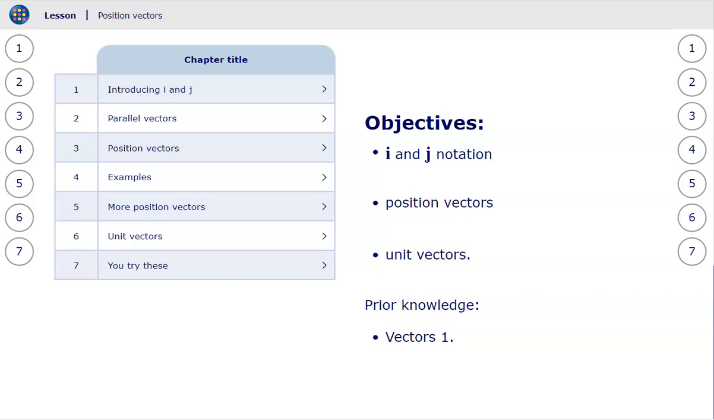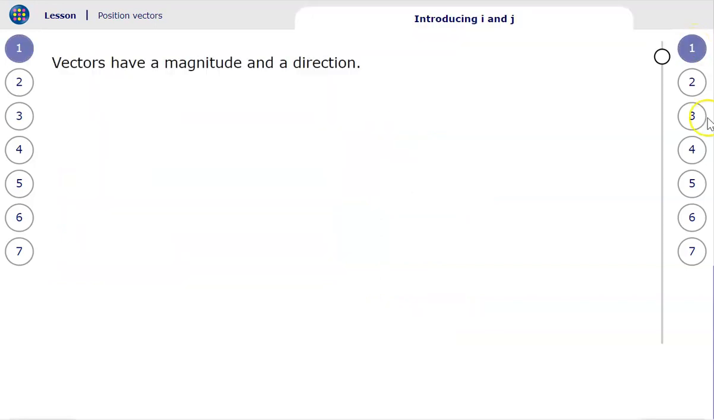Hi, in this video we're going to look at the notion or the idea of a position vector. In the last video we introduced vectors. Now we're going to take this a little bit further with the idea of a position vector. To begin with, we're going to look at an alternative way in which we can represent a vector.